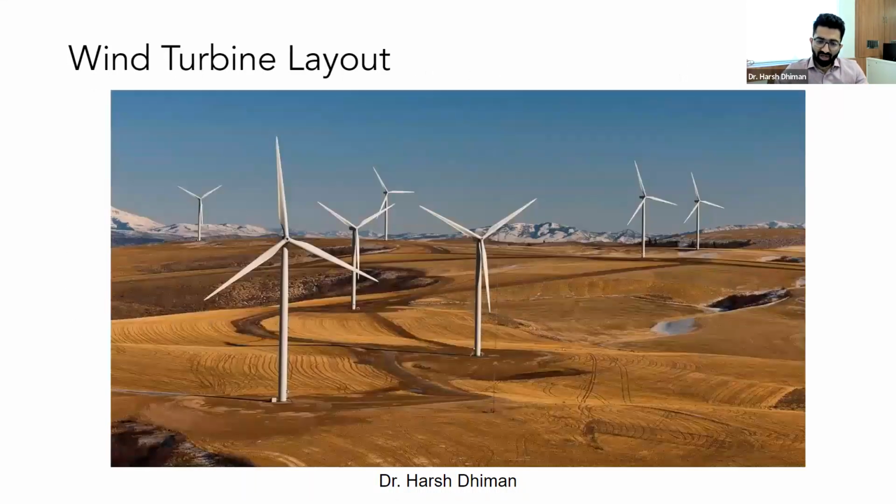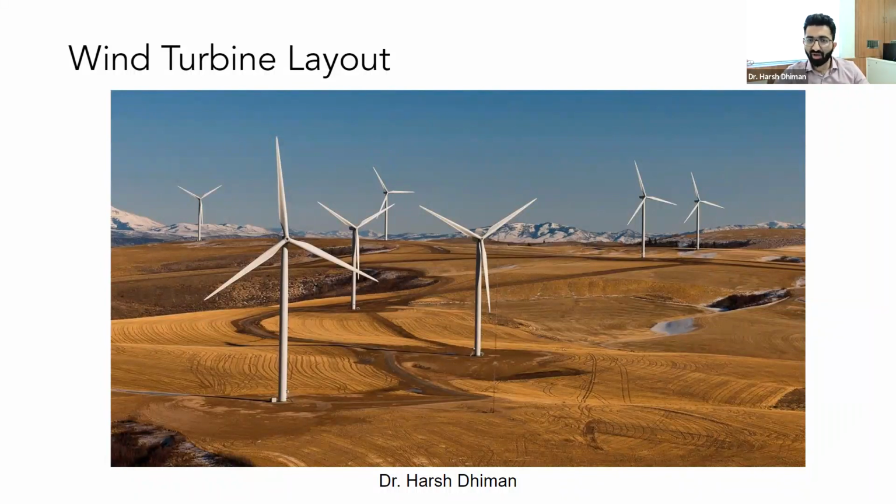So how does the layout look for a wind farm? As you can see, it is the layout of a farm, and you have multiple turbines. Each turbine is located at a certain distance from the other turbine, known as the longitudinal and lateral distance. You need to maintain a significant distance between two turbines, otherwise there will be a lot of crosswind involved. Because of this, the turbines placed behind the front row turbines usually experience less wind speed.